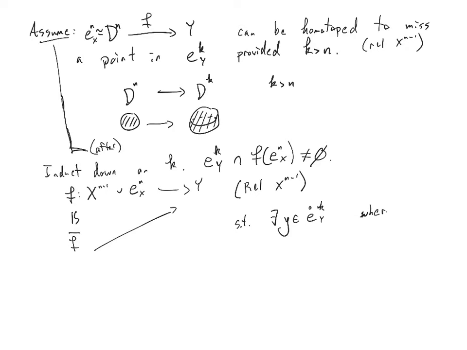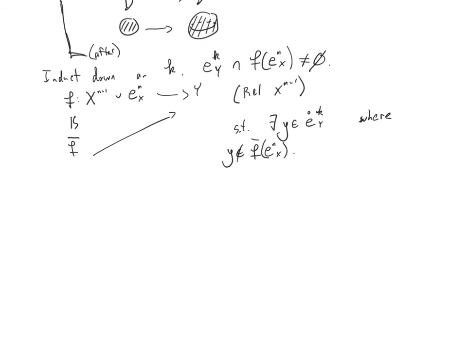Where f bar of e^n x does not contain y. So, under that assumption, we can further homotope e.